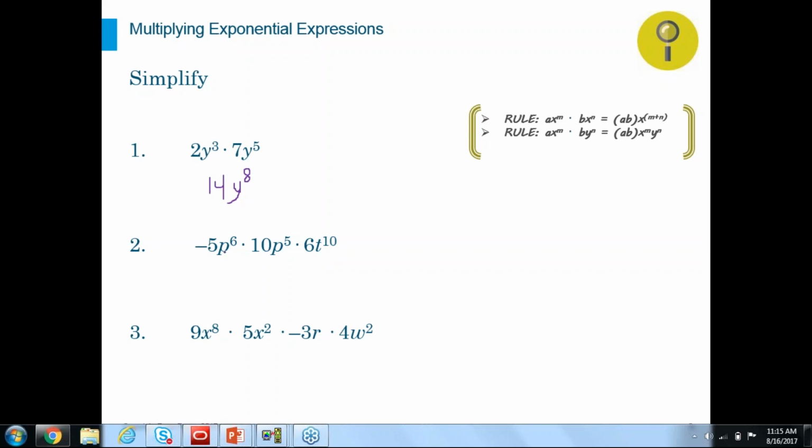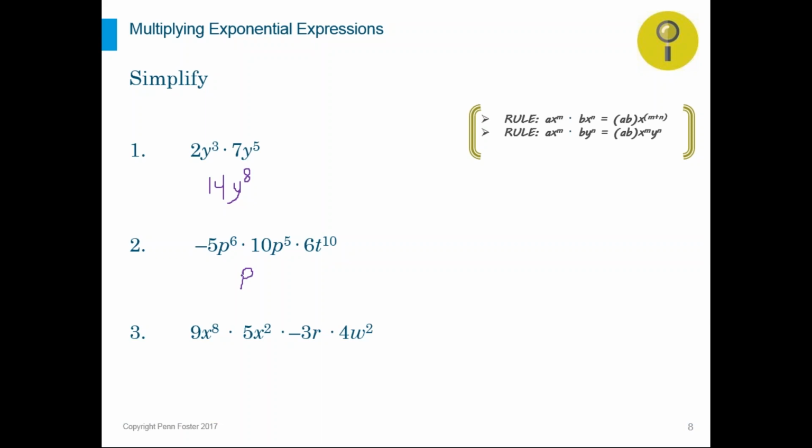So since we have p to the 6th and p to the 5th, we are able to keep the p and add the powers. 6 and 5, 6 plus 5 is 11. And don't forget to multiply the coefficients. Negative 5 times 10, a negative times a positive will give you a negative answer. 5 times 10 is 50. And still I have to multiply that times 6t to the 10.